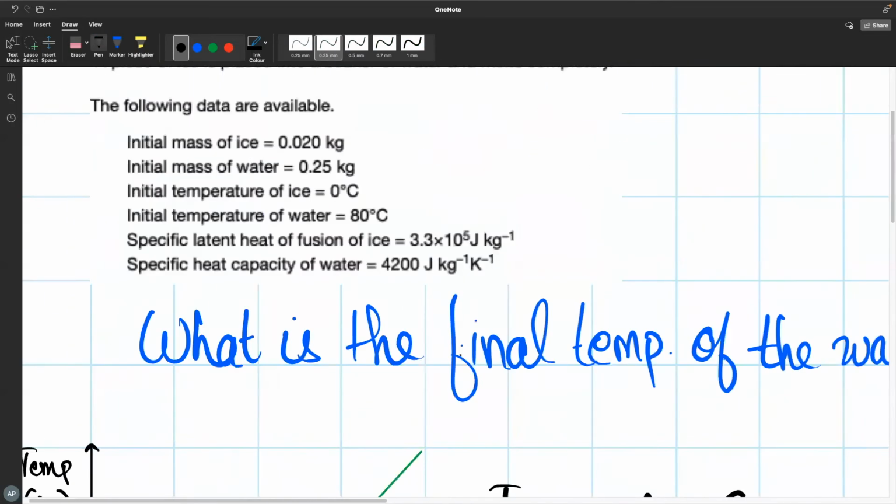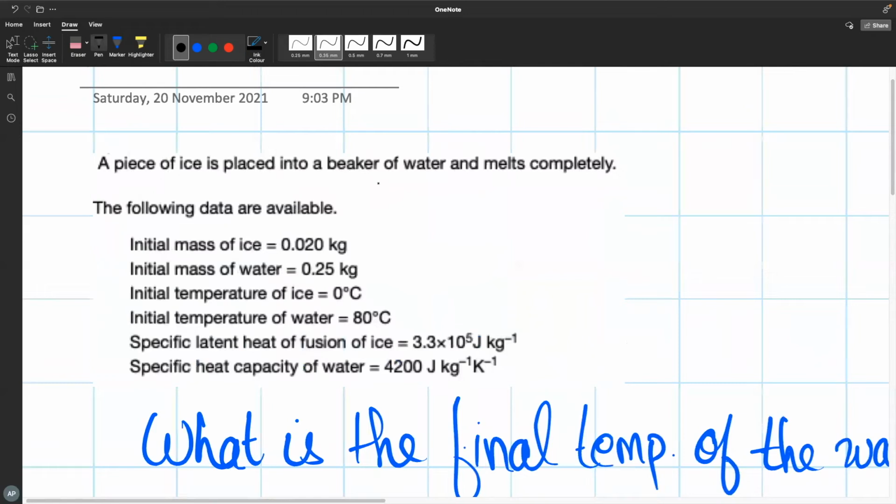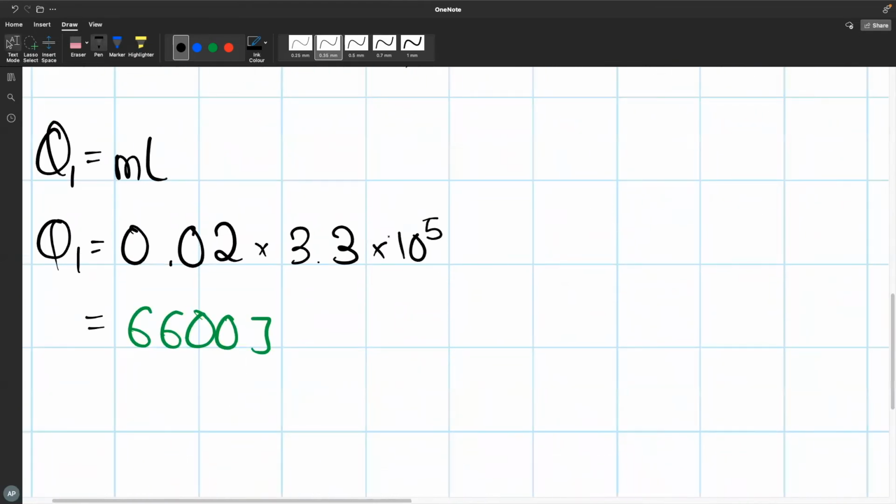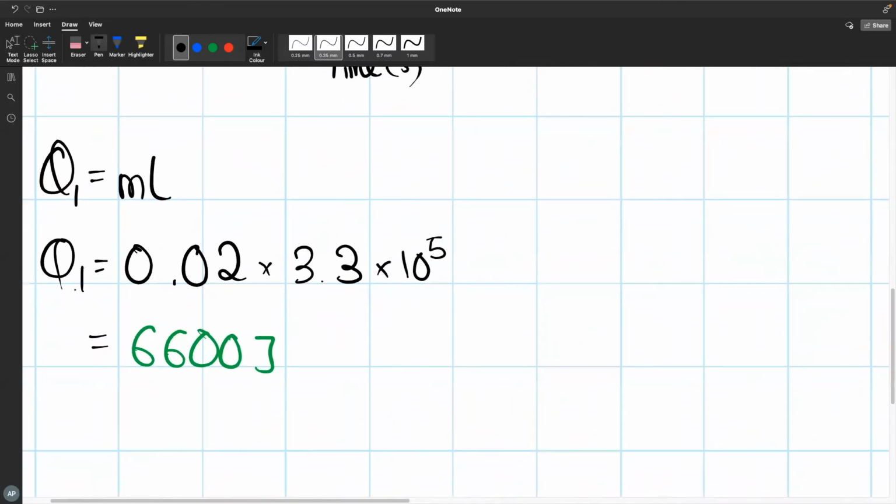And we assume that after the ice is placed into a beaker, there is no external energy from the surroundings that is helping the ice melt. We assume that all the energy that the ice is absorbing is coming from the water that it is in the beaker. So then we equate Q1 to mcΔT.